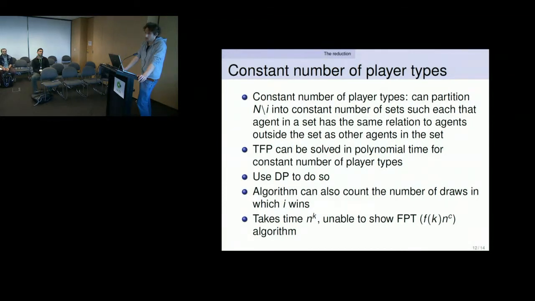It's also possible to use this algorithm to count the actual number of draws instead of just looking for one. It takes n^k time, where k is the number of player types, and we were unable to show that there's an FPT algorithm to solve this problem. And yeah, we weren't able to show a W[1]-hardness reduction.